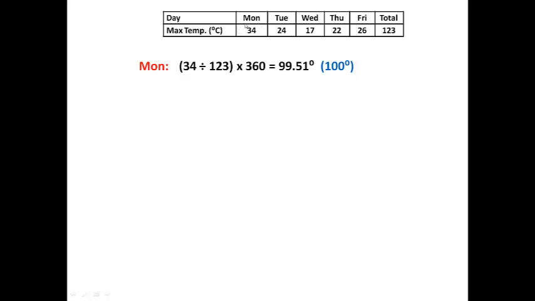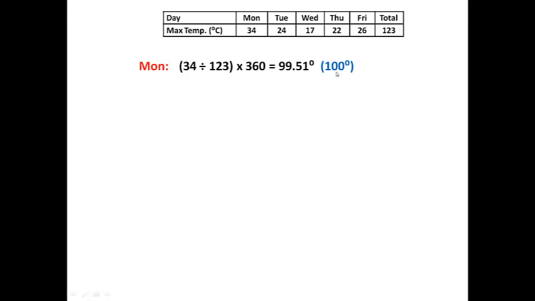I divide that by the total, which equals 123, and I multiply that by 360, which we know equals a complete circle. That calculation gives me an answer of 99.51 degrees. If we round off 99.51 degrees to the nearest unit, we get 100 degrees.